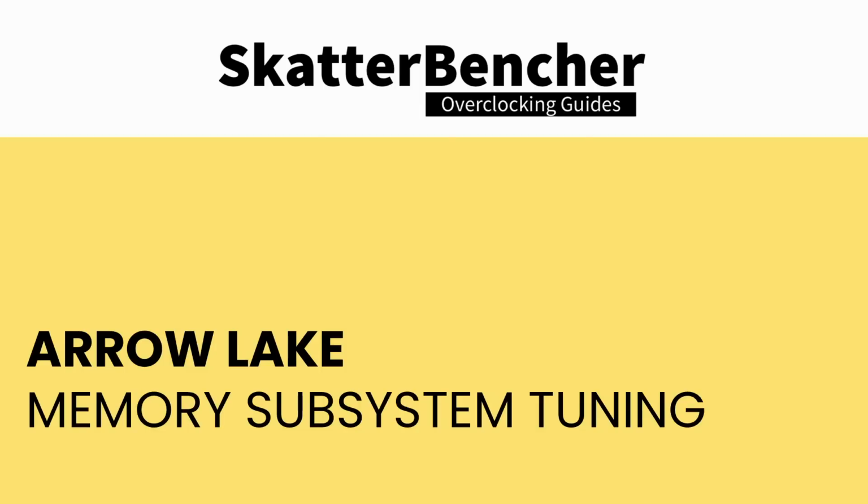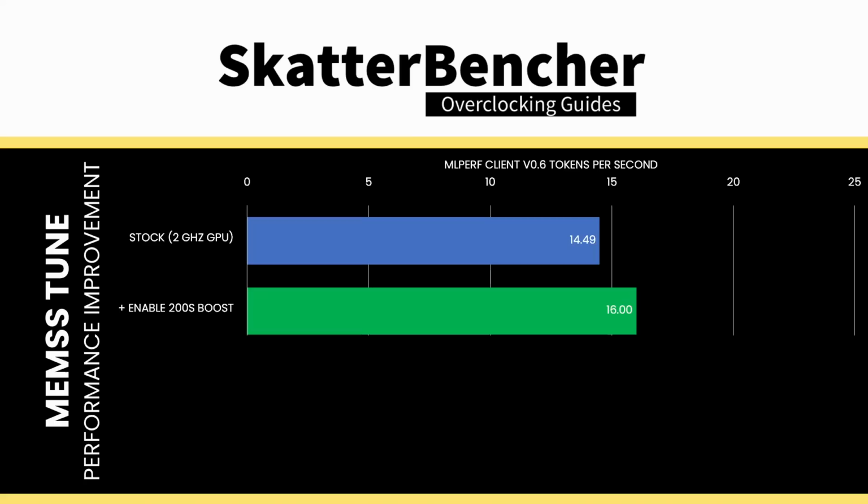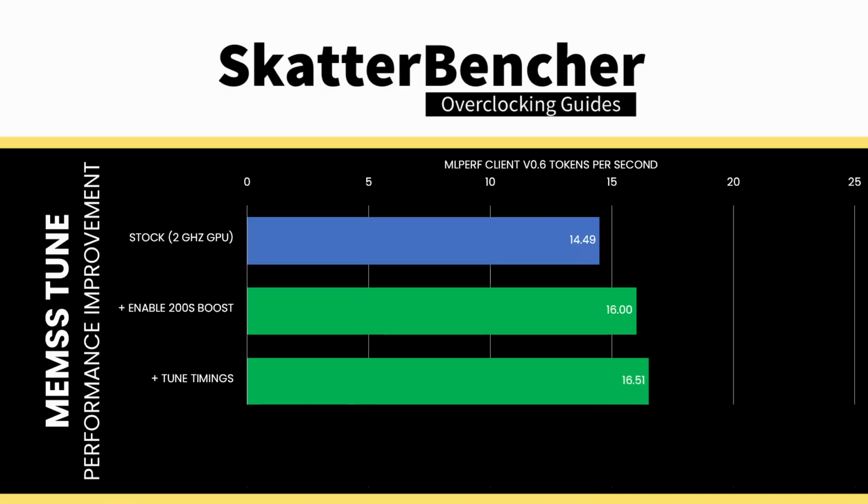Next, I also have a look at the impact of enabling Intel 200S Boost and tuning the memory timings. As I illustrated in SkatterBencher number 86, tuning the memory subsystem actually has quite a big impact on the integrated graphics performance. We see the same with MLPerf Client. Enabling 200S Boost increases the performance at default graphics frequency by 10.4% to 16 tokens per second. Tuning the memory timings further increases the performance to 16.51 tokens per second.